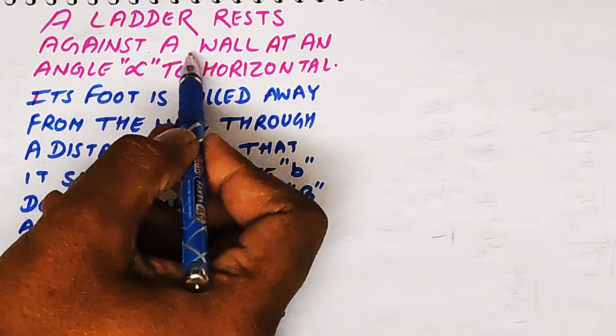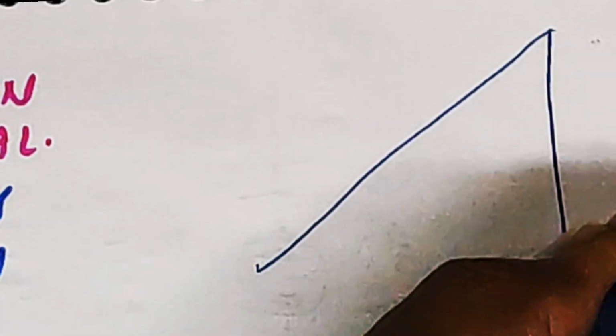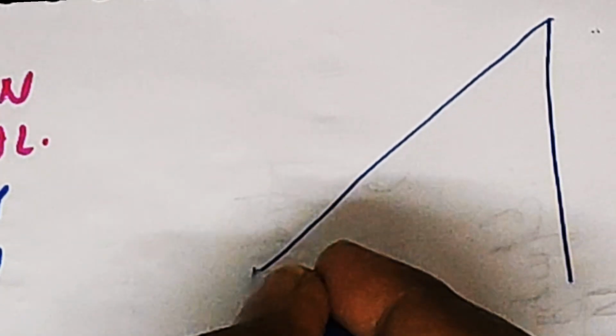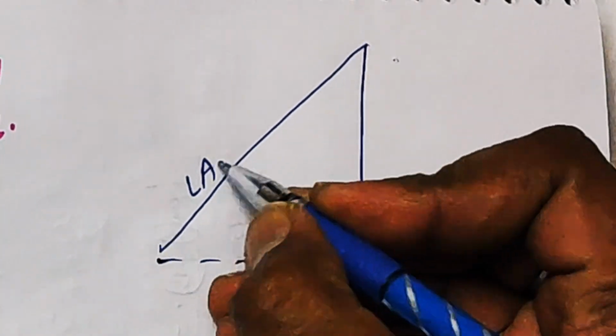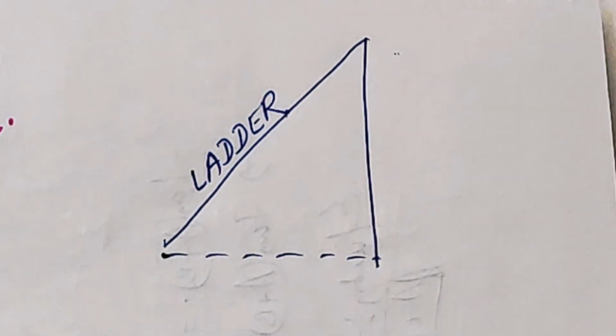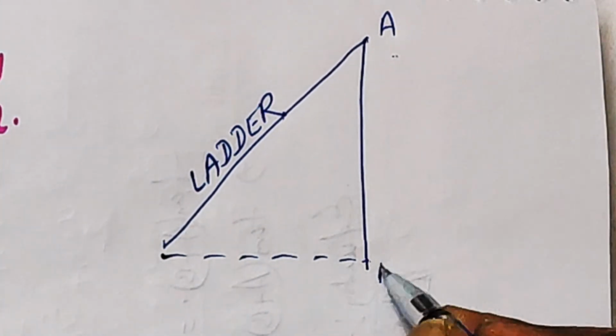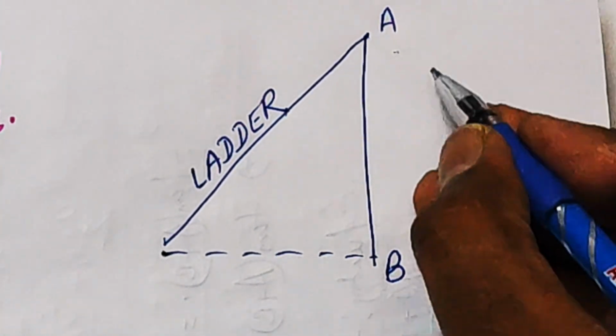Today we have taken one question of height and distance from trigonometry where a ladder rests against a wall. So if this is the wall, and the slanting line you can see over here is the ladder, this is leaning against the wall. Let's say A to B is our wall.